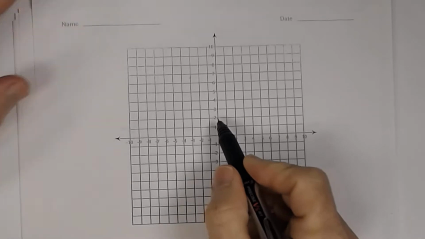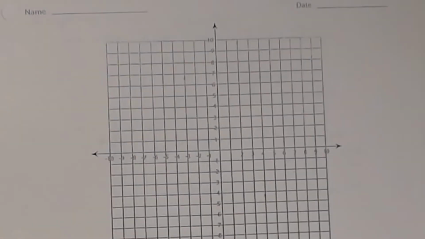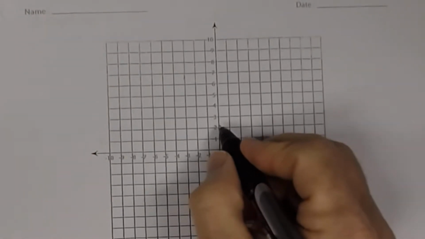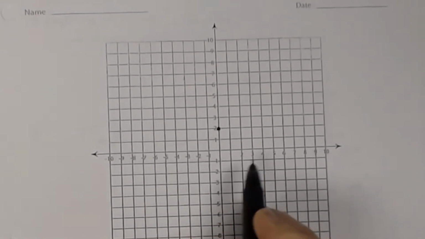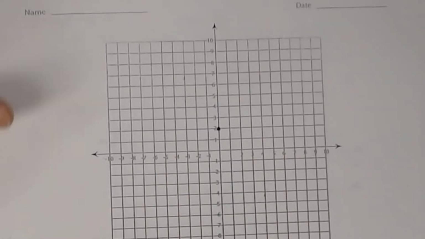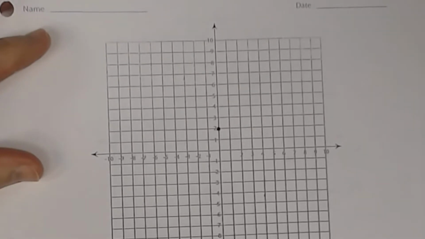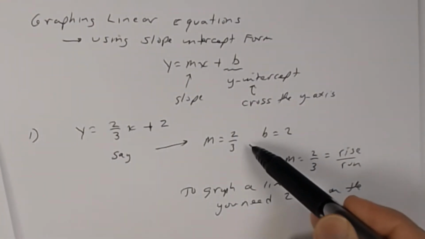I'm going to enlarge this so you can see a little better. So +2 is right here, and I'm going to put a dot here on the y-axis. Remember, that's the x-axis, that's the y-axis. Now I need one more point. Here's how you find it: you find the point using the slope, which is 2/3.